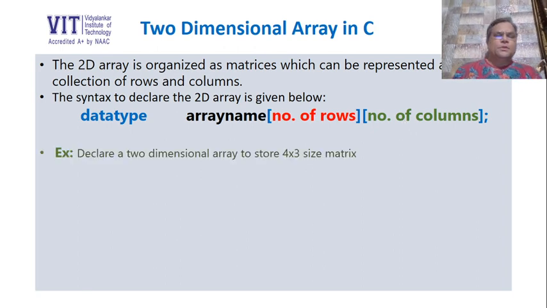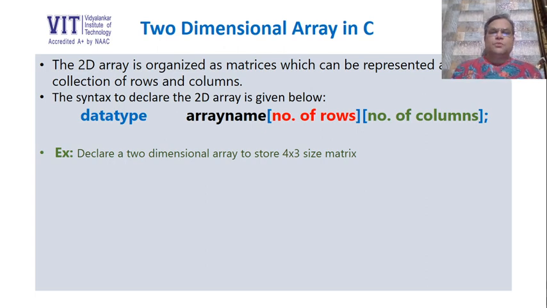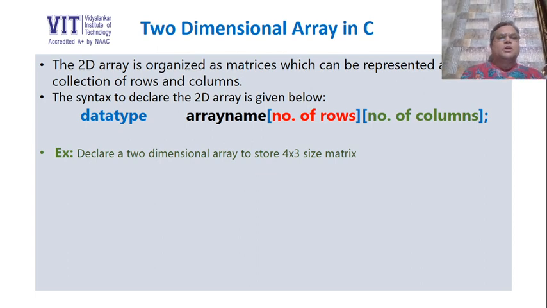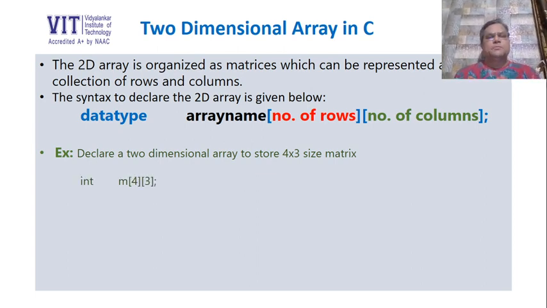For example, let us assume that we want to store and process a matrix whose size is 4 by 3. That means it consists of 4 rows and 3 columns. How to declare a two-dimensional array to perform this operation? It will be like this. I will use the data type int so that we will be able to store and process integer values. Then m is the name of the array. 4 in the first pair of square brackets indicates the number of rows, and 3 in the second pair of square brackets indicates the number of columns.